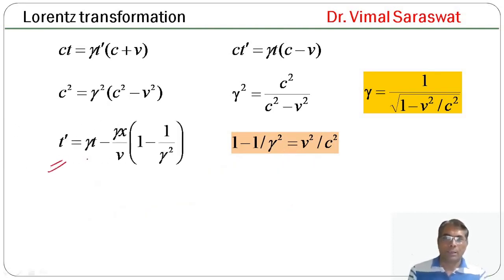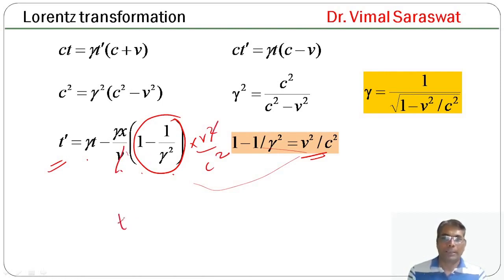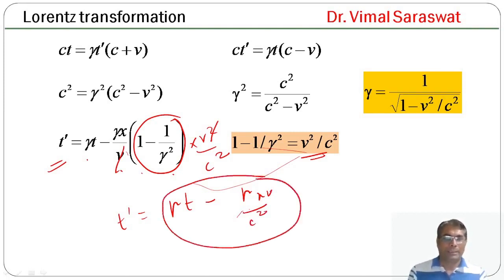Since t dash equal to gamma t minus gamma x upon v into 1 minus 1 upon gamma square, now we replace this 1 minus 1 upon gamma square with v square by c square. So this is v square by c square. Now this v and v will be cancelled out. So t dash is equal to gamma t minus gamma x v upon c square. And if we take gamma common from here, then t dash equal to gamma into t minus vx upon c square.